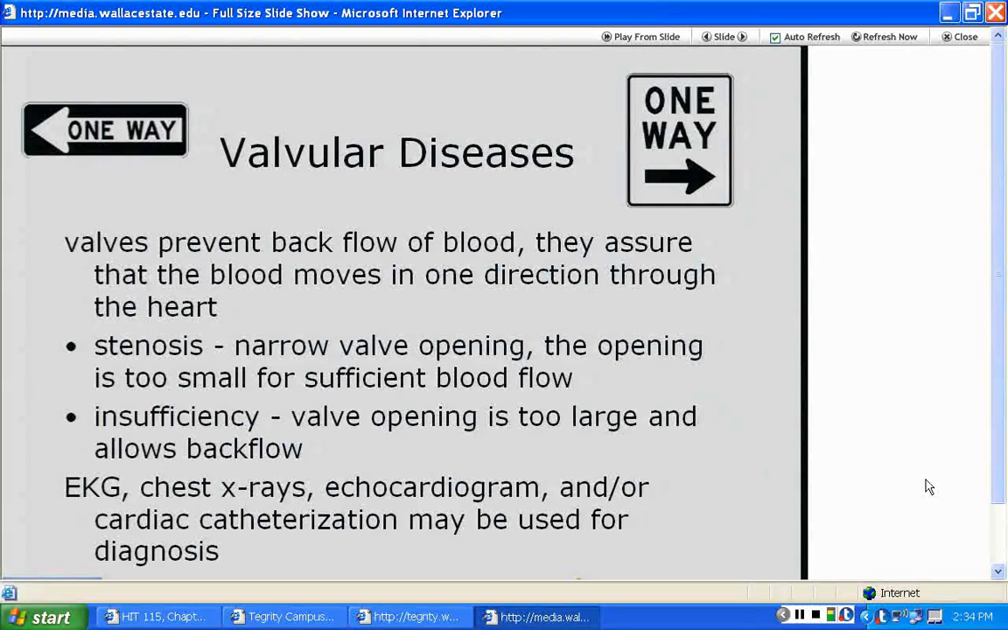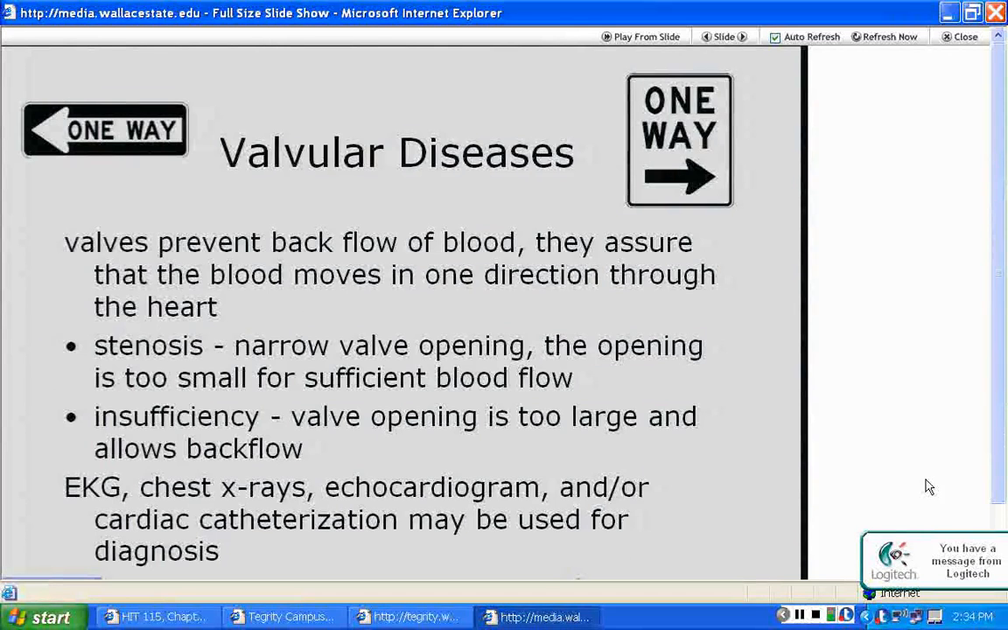From the left atrium down to the left ventricle, pushed out the aorta. From the right atrium to the right ventricle, out the pulmonary artery. If someone has stenosis, the valve opening is very narrow, too small for sufficient blood flow. If the person has insufficiency, the valve opening is too large and blood will flow backwards.